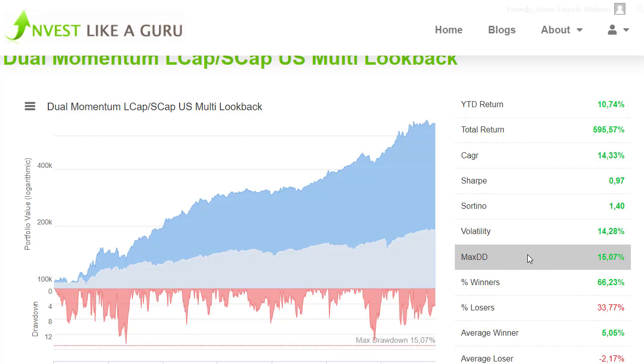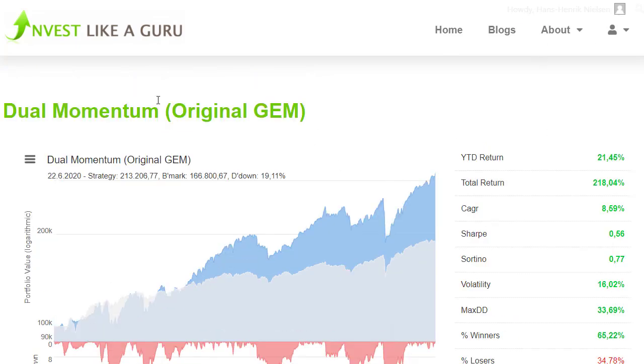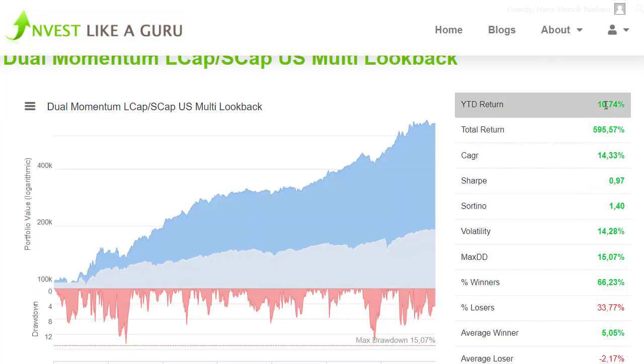Now, if there is one thing you could focus on, it is that the original dual momentum this year to date has had about 21.5%, and in this new strategy we only have 11%. But there will be a lot of differences from year to year on the different strategies.